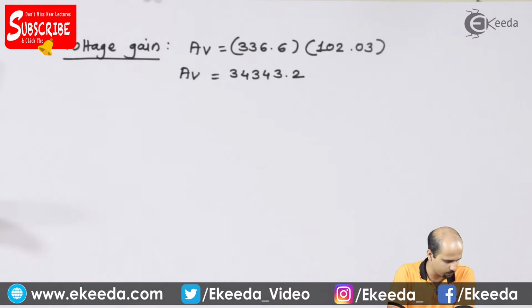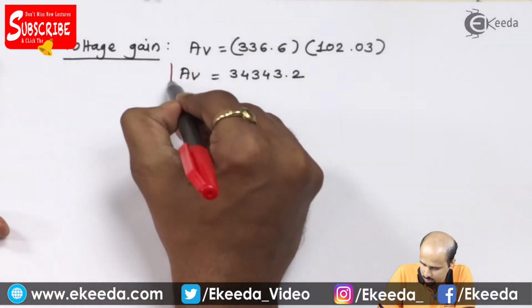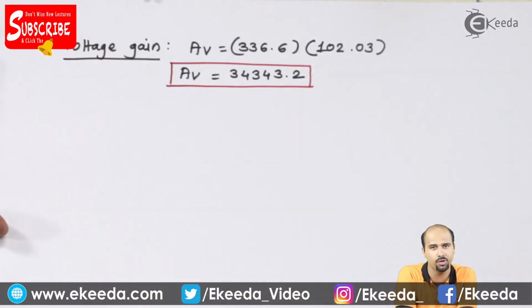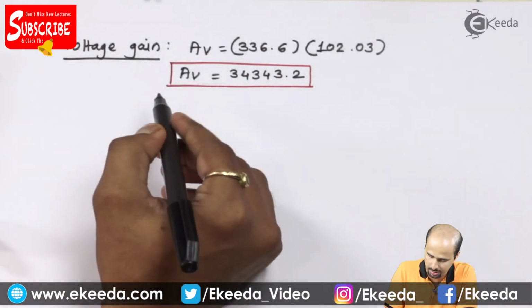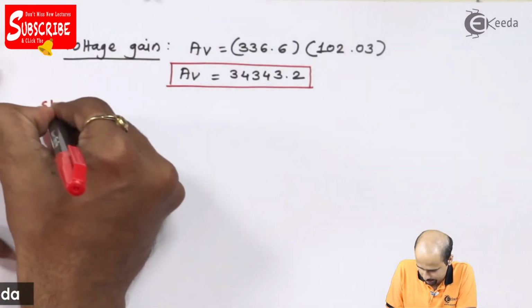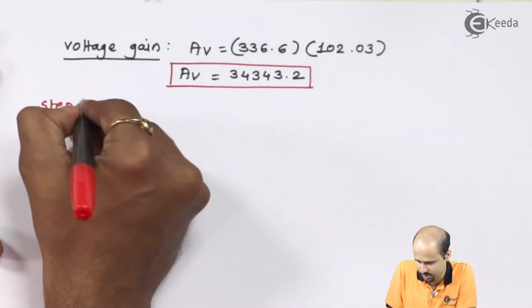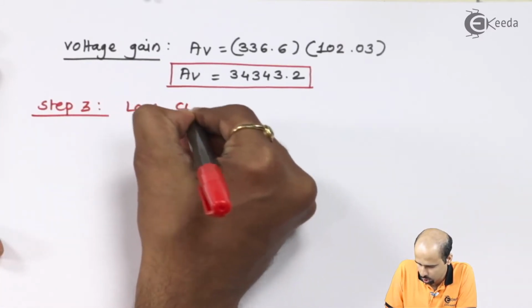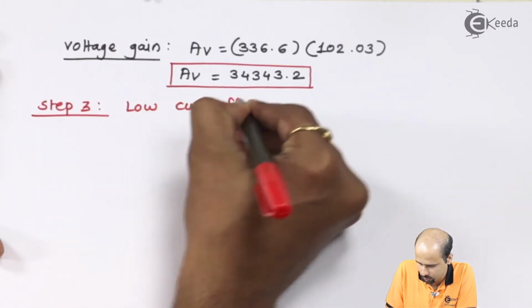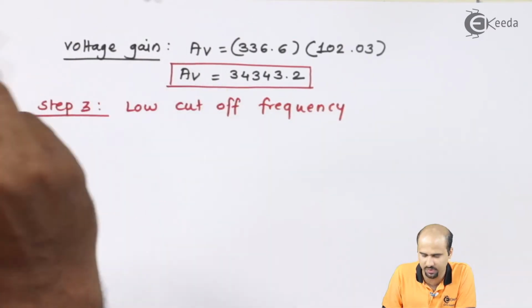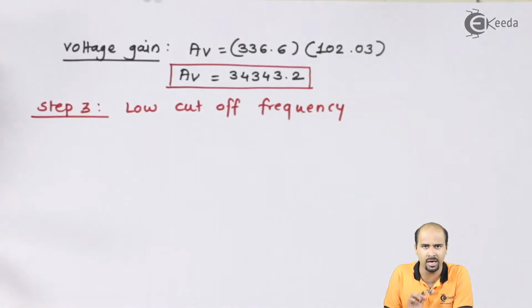So the ultimate answer for the first finding is that your voltage gain is 34343.2. Okay, now let us move to step number 3, that is the low cutoff frequency. Now for the low cutoff frequency, we just have to deal with each and every RC circuit.